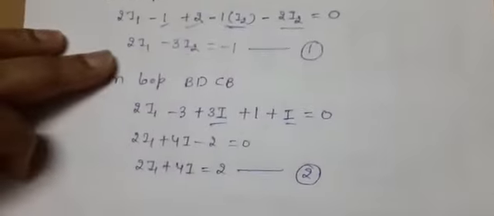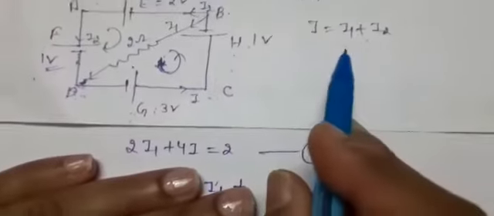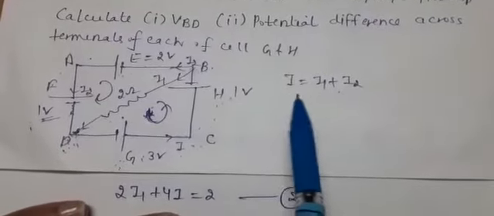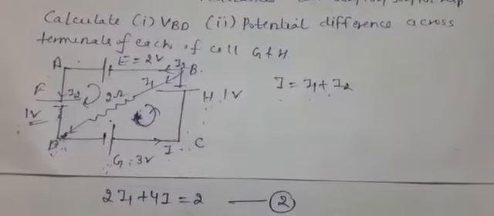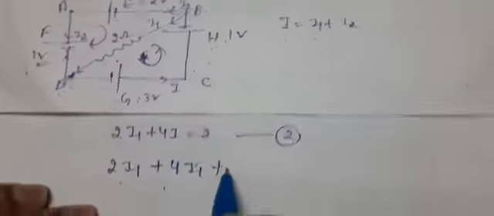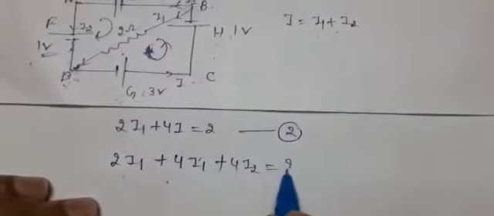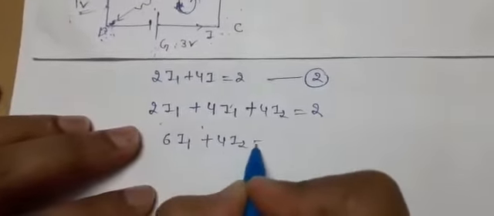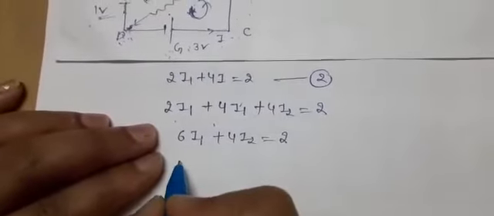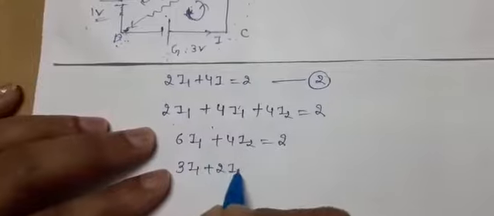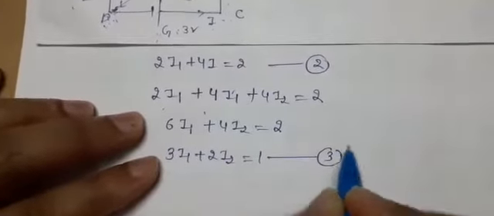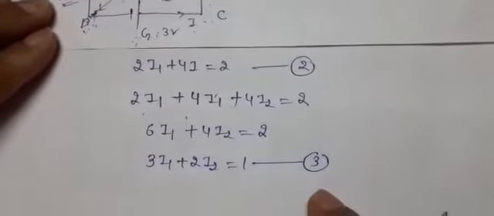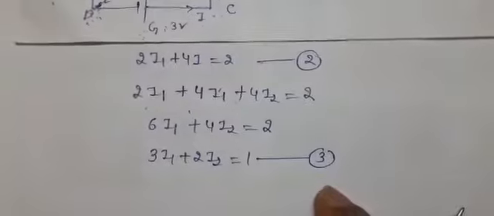So now you have equation 1 and 2. I is equal to I1 plus I2 at terminal D. So now in this equation 2, you will substitute I1 plus I2. On substituting, this is 2I1 plus 4I1 plus 4I2 equal to 2. Now rearranging, this is 6I1 plus 4I2 equal to 2. Taking 2 common, this is 3I1 plus 2I2 equal to 1. So this is equation 3. Now we have two equations, equation 1 and equation 3, and you have to solve these two equations.